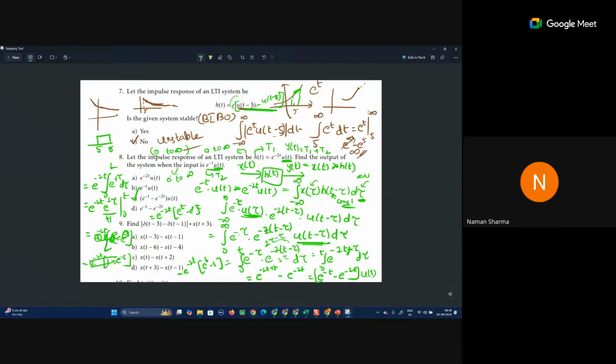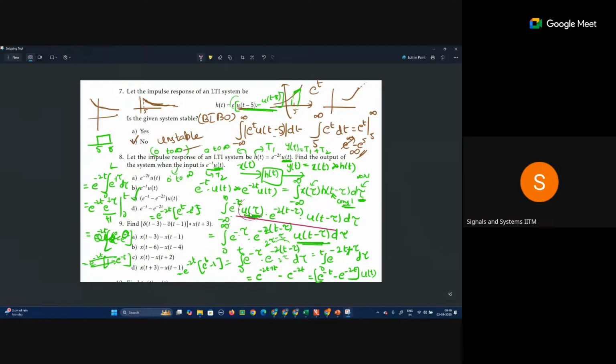Ma'am, one doubt. When it was u of tau, why would the limit change to 0 to infinity? Because u of t is from 0 to infinity, right? This part you have understood, right? Now I have removed this u of t in the next step, so I have written 0 to infinity limits.